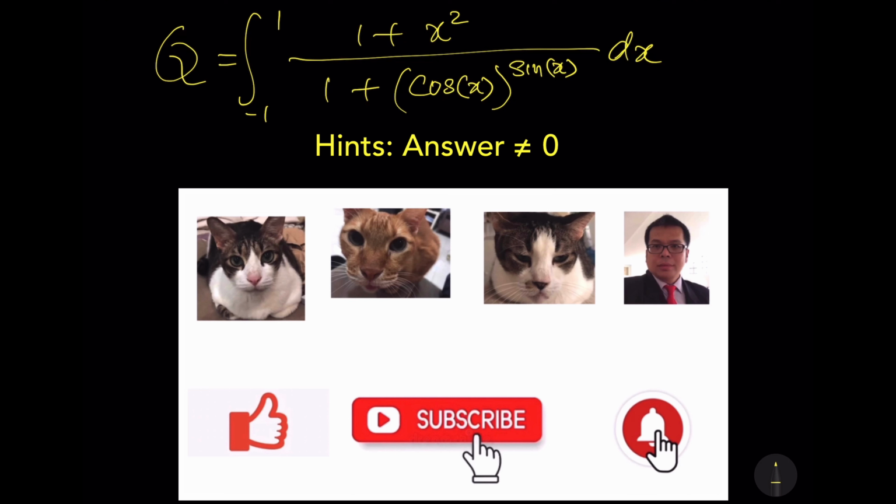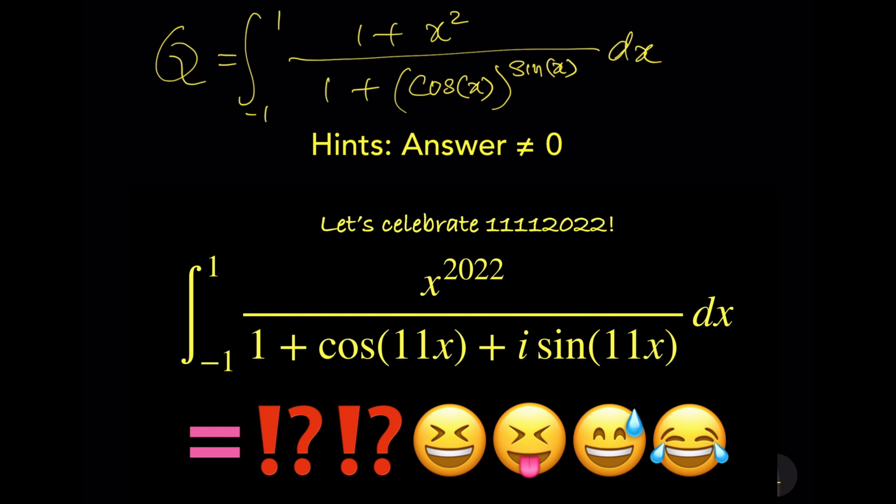Today's question looks scary. The denominator has a cosine x and then power sine x. How do we solve it? The solution is not so difficult. In fact, it is similar to one of my previous videos that had a cosine 11x plus i sine 11x.